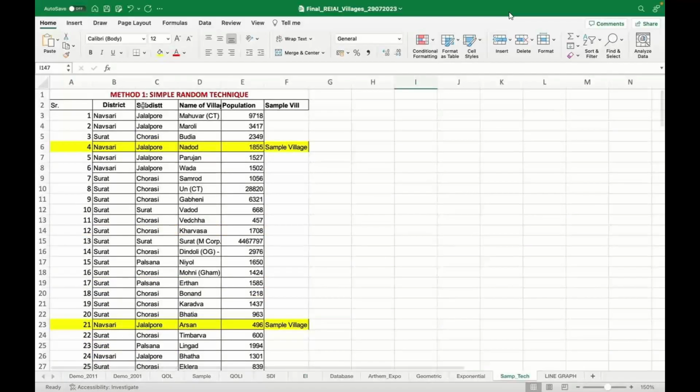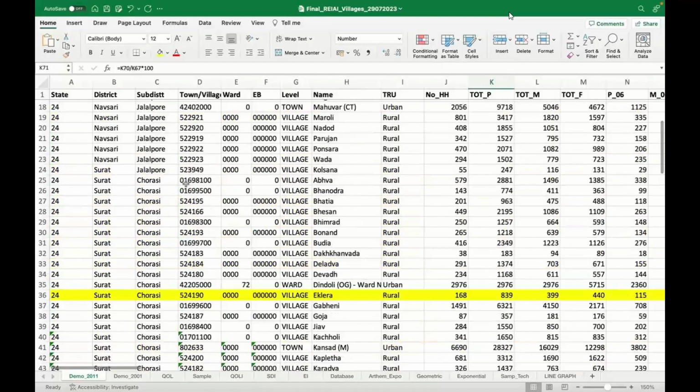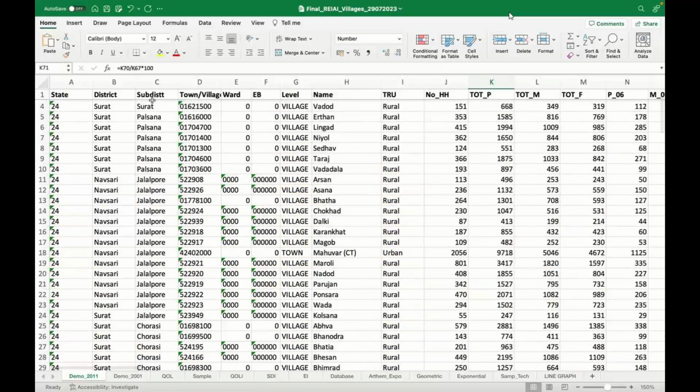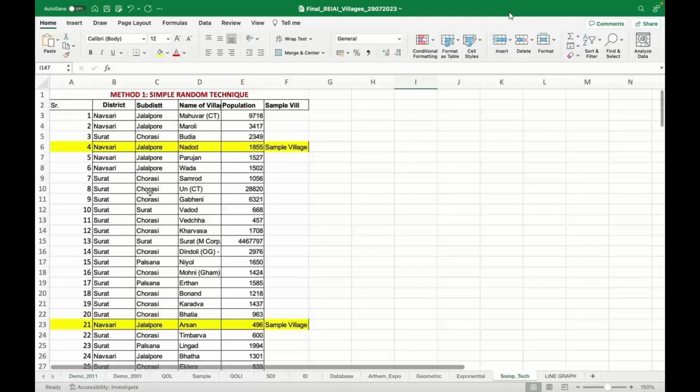Simple random technique. What do you do? You have already made a database. Now you have to take district, sub-district, population data, and village name, and you create this sample. That is how to do sampling. Not all, I will be showing a few of them.